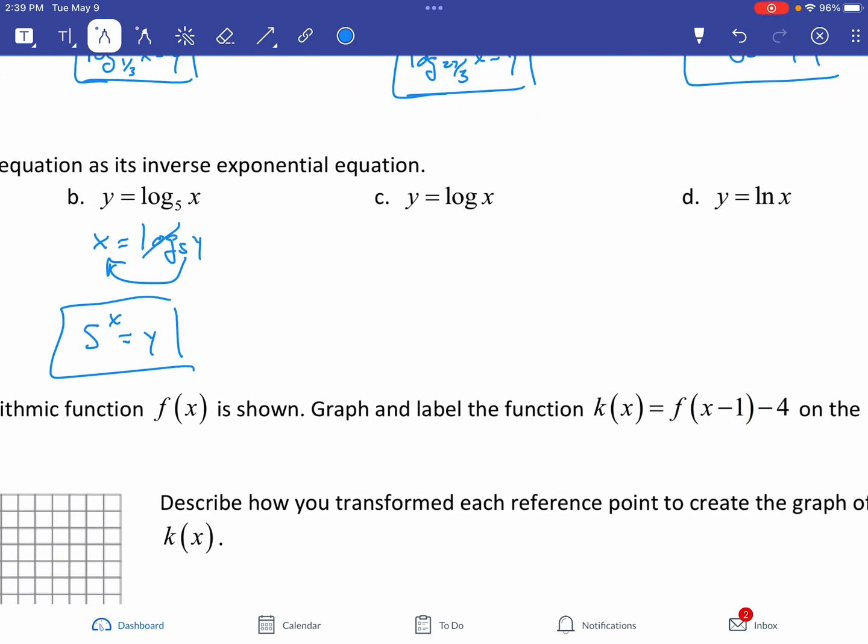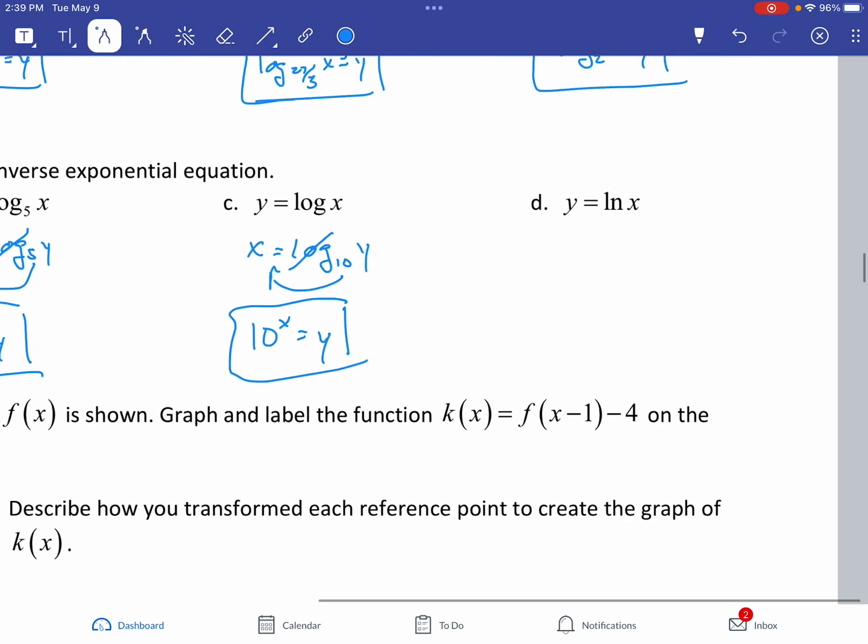Okay, switch the x and the y. So now, because this log doesn't have a base, it's automatically 10. Smash the log, the base becomes the base for the exponent. 10 to the x equals y.